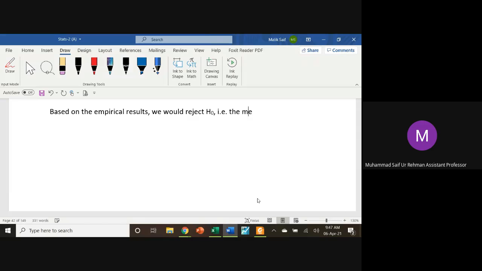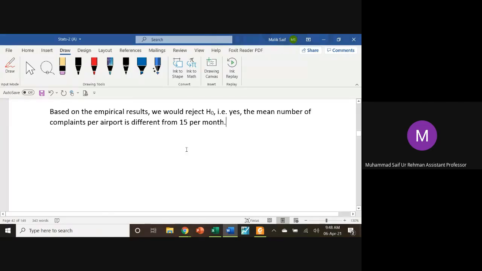The mean number of complaints per airport is different from that per month. So in this way, you will write down the answer.